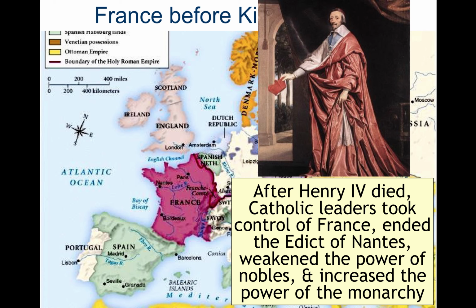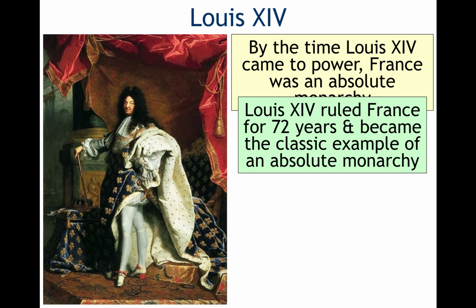And who do you think he's going to support? Not the Protestant church, but the Catholic Church, who supported him. So they're creating an ally, an even more powerful ally, making sure he's even more powerful. Right? So by the time Louis came to power, France was an absolute monarchy.